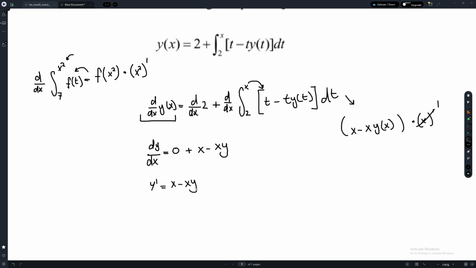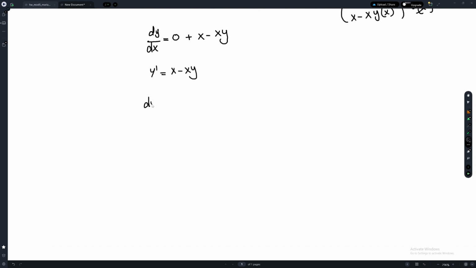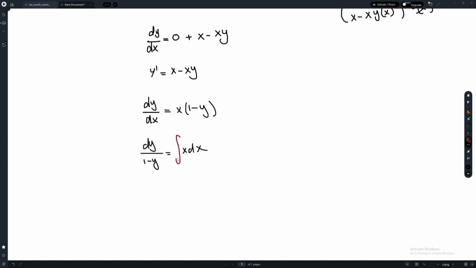And this is now a differential equation. Now let's solve this differential equation. What we can do is dy over dx. We have to isolate, so I'm going to pull out an x. I'll get 1 minus y. Now I have to take y to the left side and have x on the right side. I'll have dy over 1 minus y equals x dx. Now what I have to do is integrate, so an integral here and an integral here.